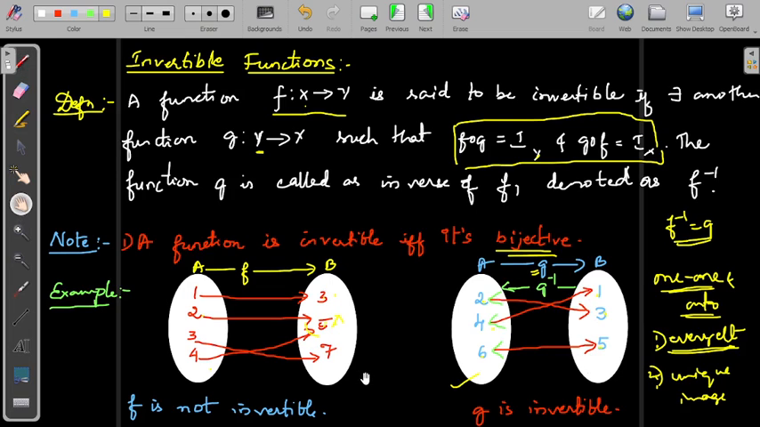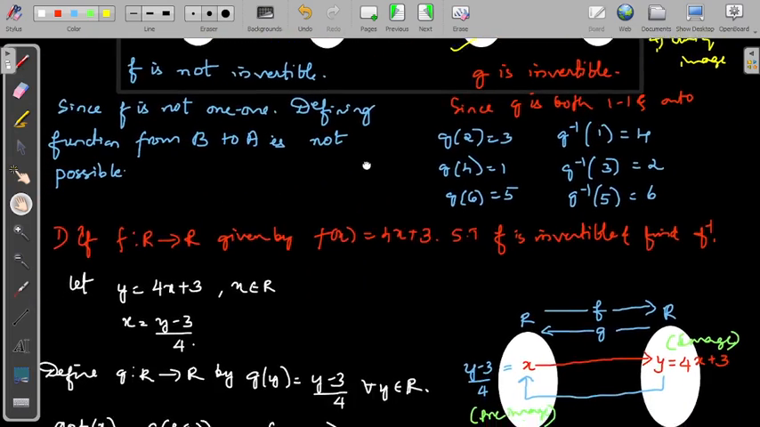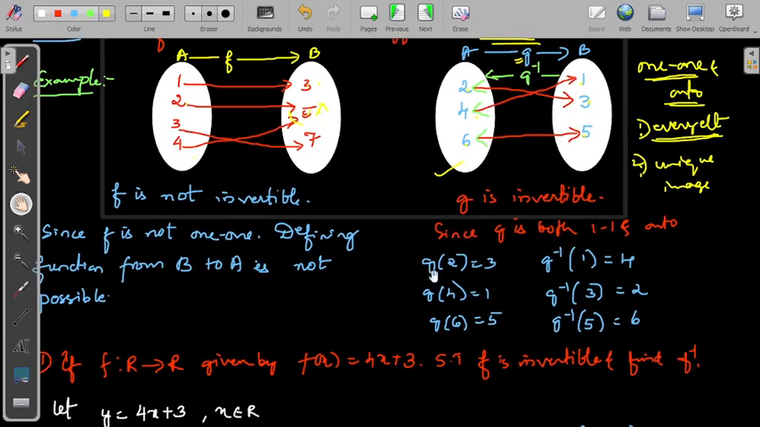So the concept of an invertible function is that you should be able to define a function from codomain to domain. If the function is given from domain to codomain, and you are able to find a function from codomain to domain, then that function is invertible. So here G is invertible. G is both one-one and onto. G of 2 equal to 3, G of 4 equal to 1, G of 6 equal to 5. So G inverse of 1 equal to 4, that is how to write it. G inverse of 3 equal to 2, G inverse of 5 equal to 6.